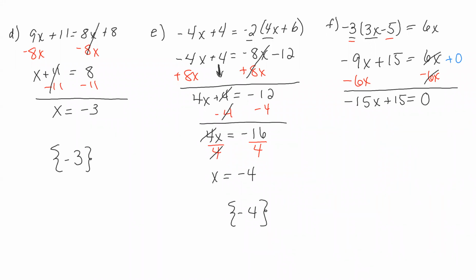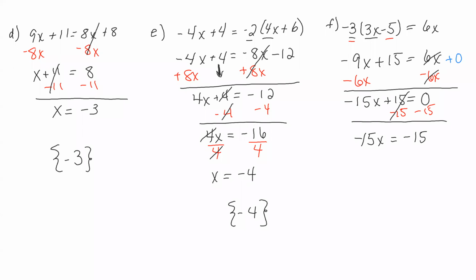I want to move my constants to the right. So let's focus on this plus 15. How would I move it? Well, I would subtract 15 from both sides of the equation. So on the left, the 15's cancel. 15 minus itself is 0. And the negative 15x plus 0 is just negative 15x. On the right, 0 minus 15 is just negative 15. So I've got a single variable term equaling a single constant term.